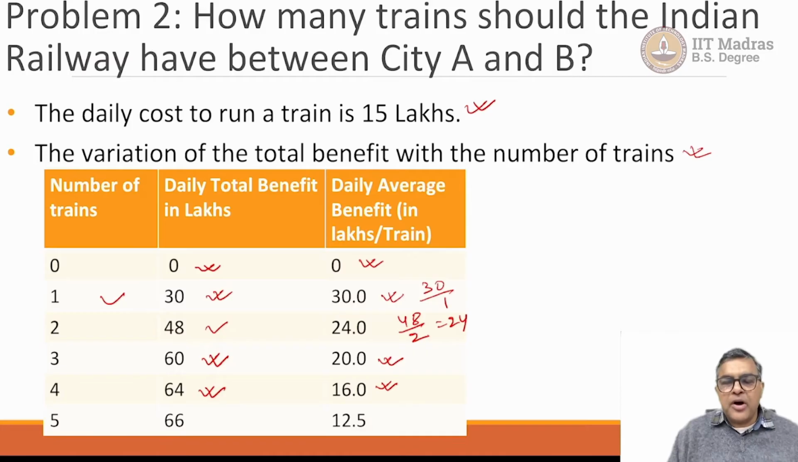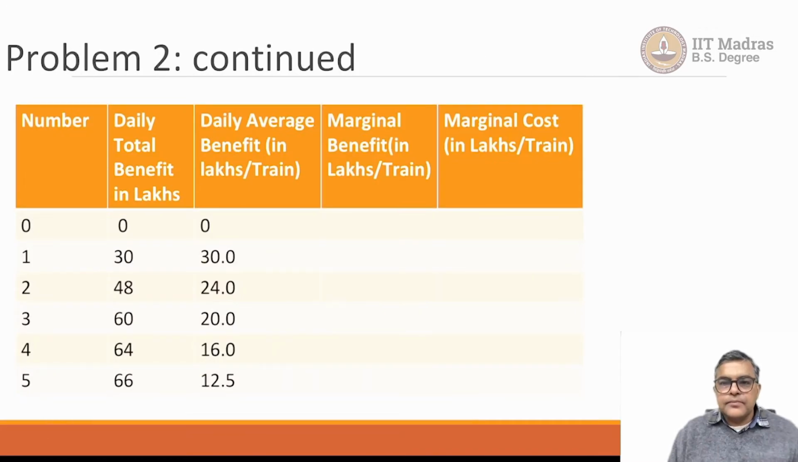I want you to pause for a moment and figure out how many trains you would run. Once you write down your answer, then we are going to solve it. Again, there are two different techniques. One is the brute force technique and the second is marginal analysis. But I want you to pause and think about it, write down your answer, and see what happens. I hope you have written down your answer.